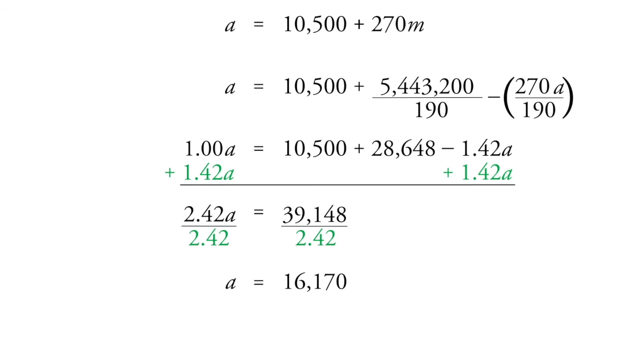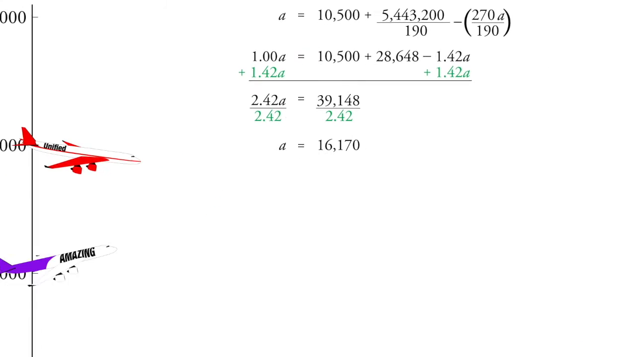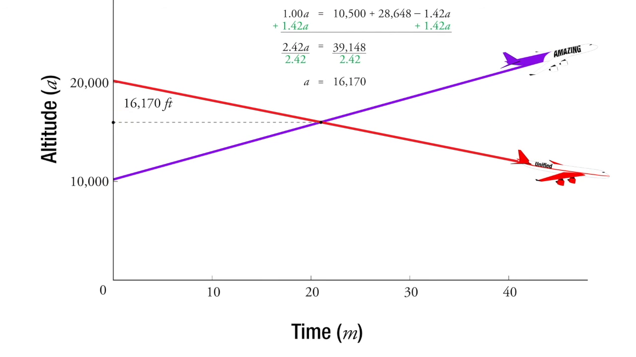That's our altitude, and that's our answer, 16,170 feet. And again, that's this right here. That's the height that both airplanes are at when they're at the same height.